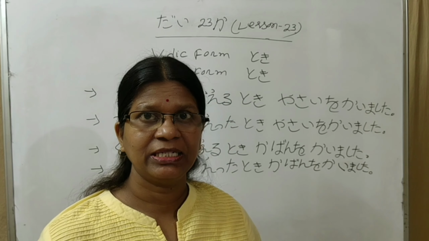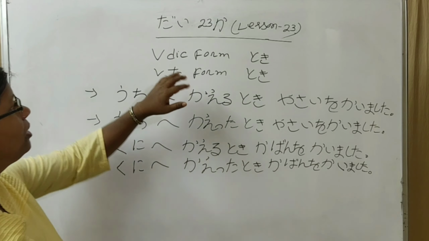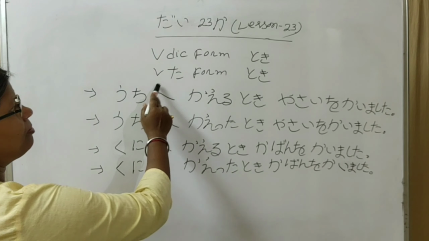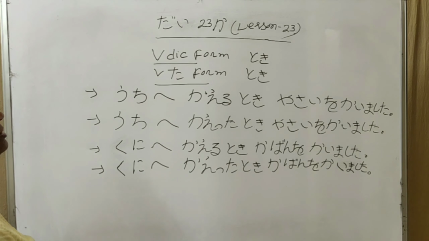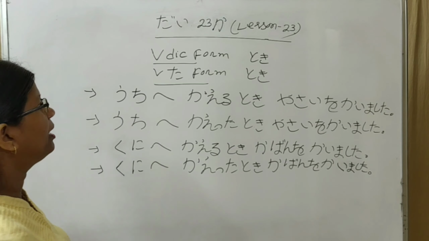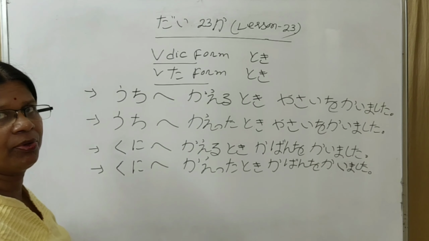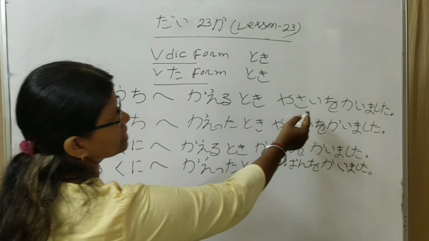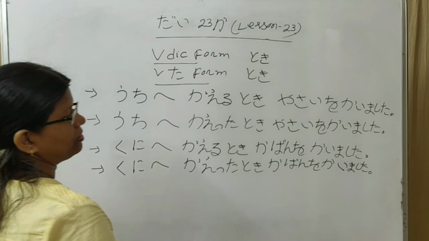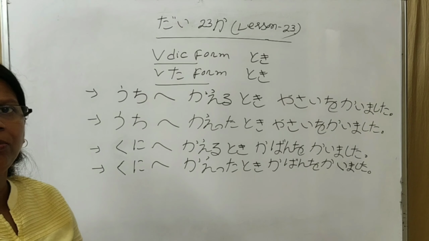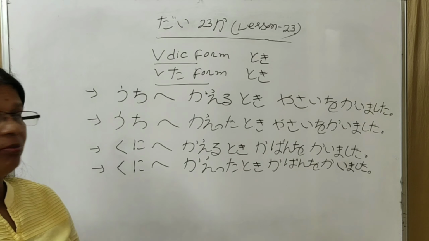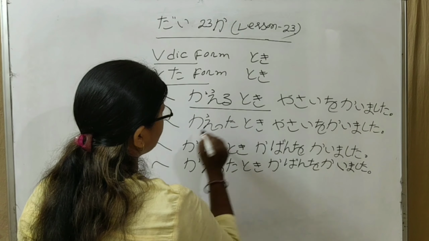Let's learn next grammar. Look at here. Verb dictionary form toki. Verb ta form toki. Let's learn where we use verb dictionary form and where we use verb ta form. Okay. Uchie khaeru toki yasai o kaimashita. Uchie khaeta toki yasai o kaimashita. When I returned home, I purchased the vegetables. But khaeru toki, khaeta toki.